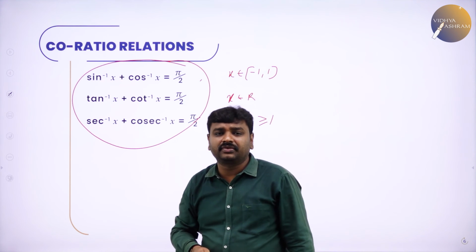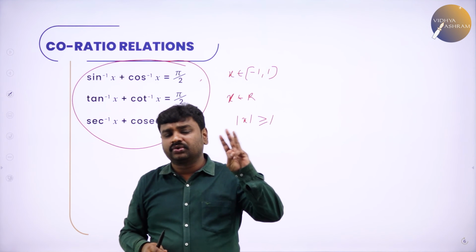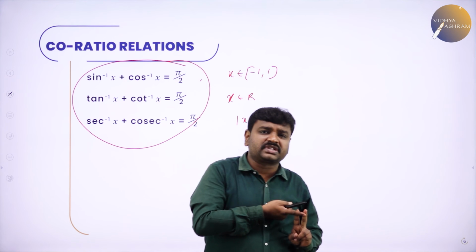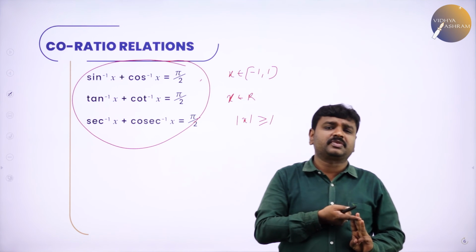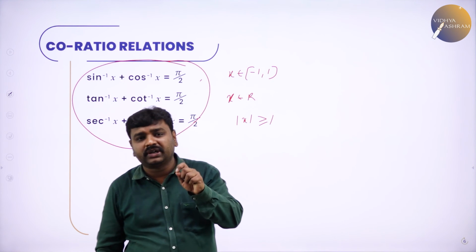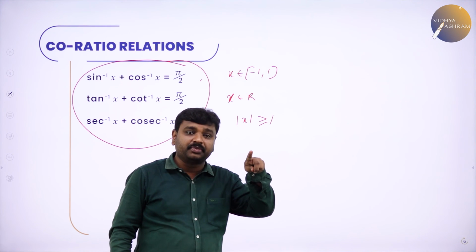To solve the problems, we'll make use of this. What is sin inverse x plus cos inverse x? Pi by 2. Three co-ratio relations: one is sin inverse x plus cos inverse x is pi by 2, secant inverse x plus cosecant inverse x is pi by 2, tan inverse x plus cot inverse x is pi by 2. Memorize them. So I showed you how to prove it, and I also taught allied angles of first year PUC.